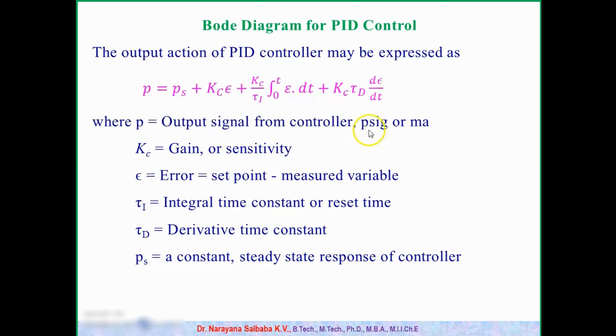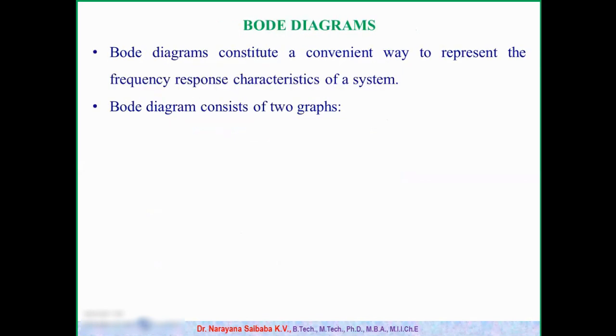If you use a pneumatic controller, its units will be in psi, or if you use an electronic controller, its output signal generally will be in the form of current or voltage. Here Kc is called the proportional gain, also called sensitivity, and the error is the deviation: set point minus measured value. Tau I is called the integral time constant or reset time, and tau D is called the derivative time constant. So this is how we get the PID controller response.